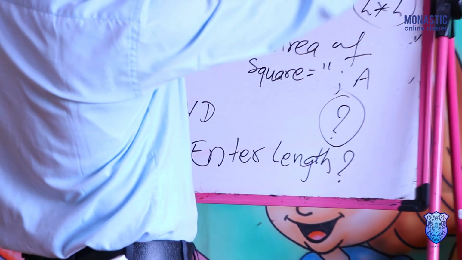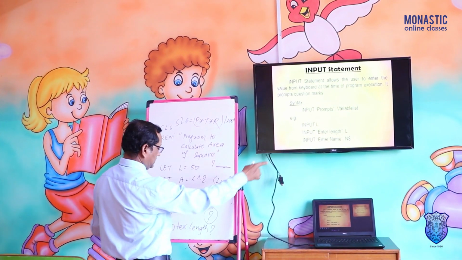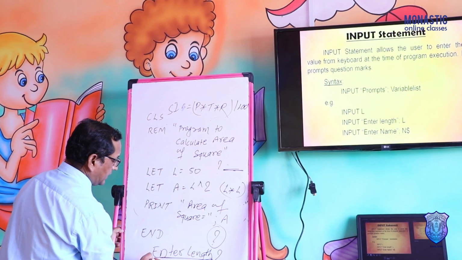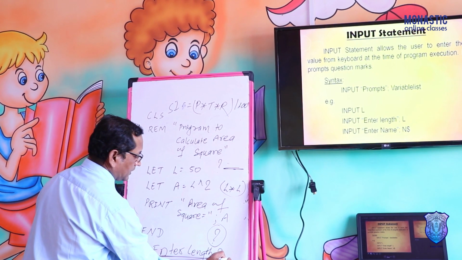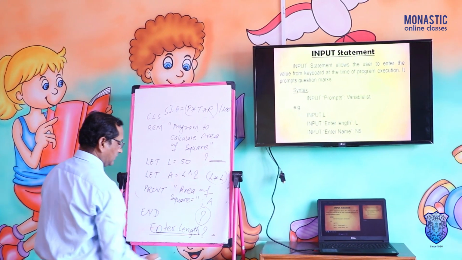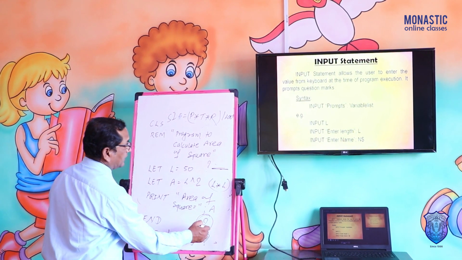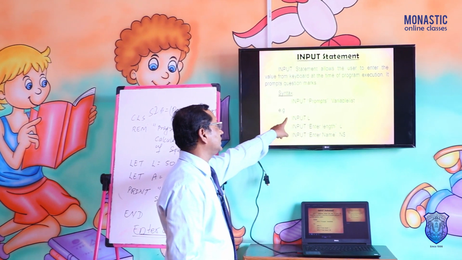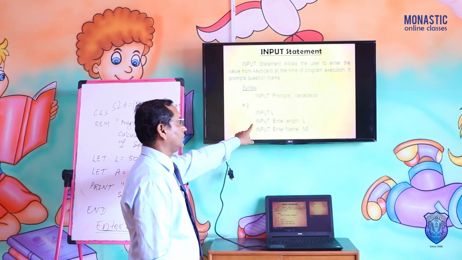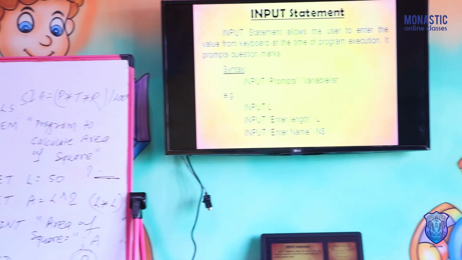When you use INPUT L, there will only be the question mark. But with INPUT and the prompt enter length, then question mark. That is clear now. Everyone can say that for enter length, the length should be a number. Everybody knows that this length is given as a number. So this is the method, instead of writing the other way. As a good programmer, a good program should be well commented. So INPUT enter length, then question mark.